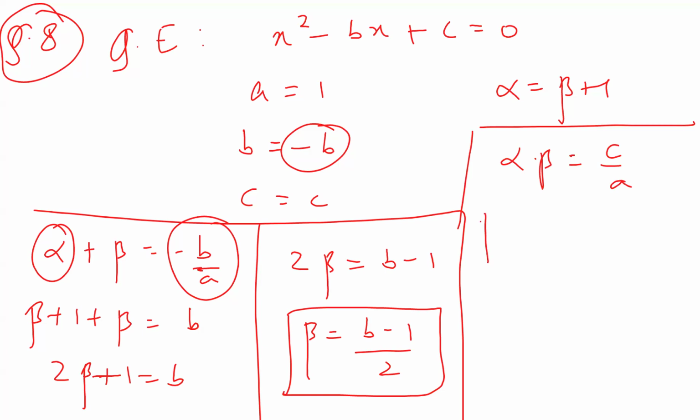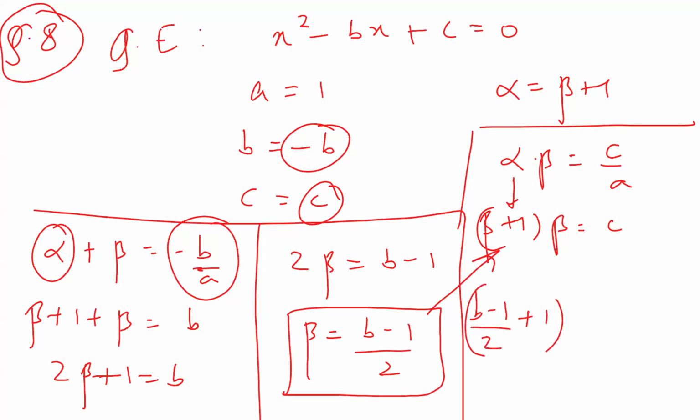Now alpha is beta plus 1. Put the value of alpha, beta plus 1, into beta is equal to c, where a is 1. So beta plus 1 into beta. Now put the value of beta over here: b minus 1 upon 2 plus 1, into b minus 1 upon 2 equal to c.